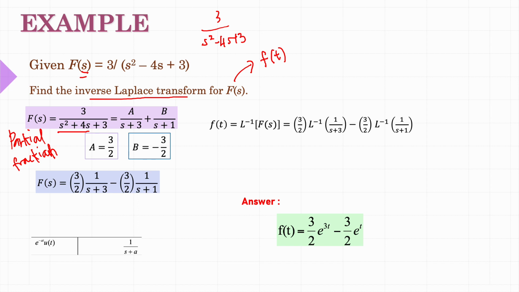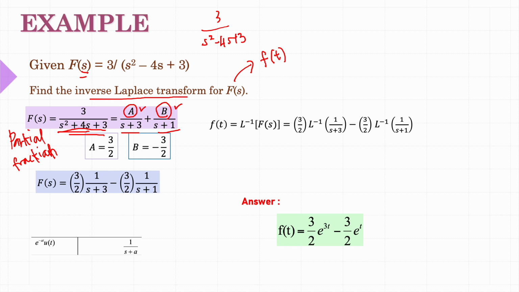Okay, so what we need to do is factorize the denominator part. The factorization will give us s plus 3 and s plus 1. And it's going to be A and B, and we need to determine the value of A and the value of B. You can also use the partial fraction as I mentioned before. You can also use your calculator to obtain the partial fraction, which is the value of A and the value of B.